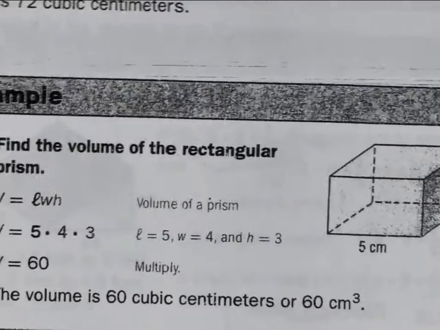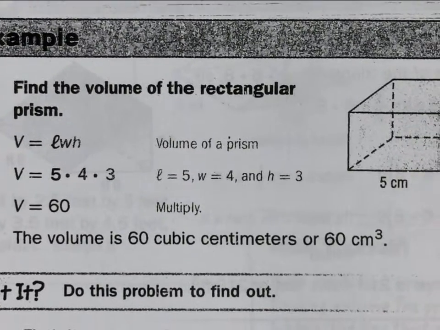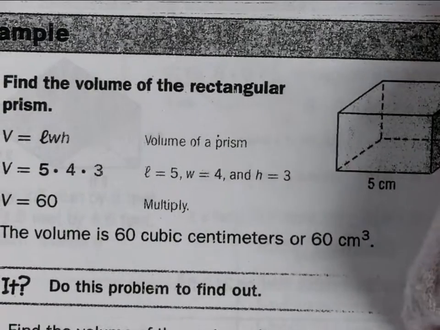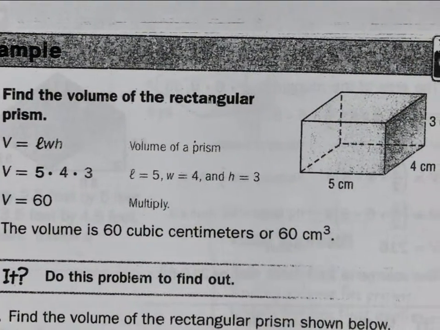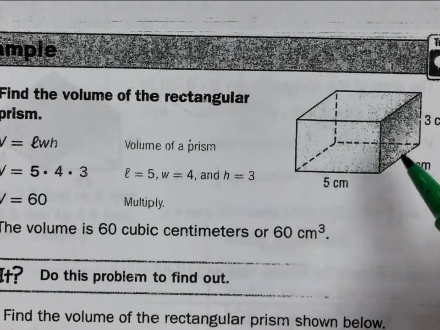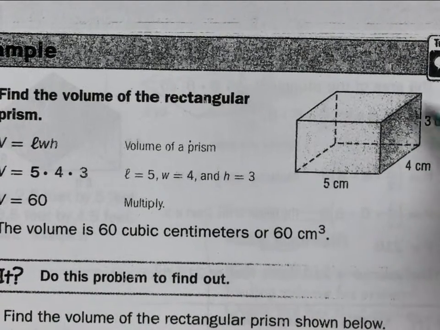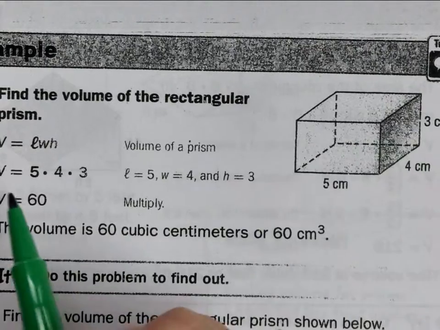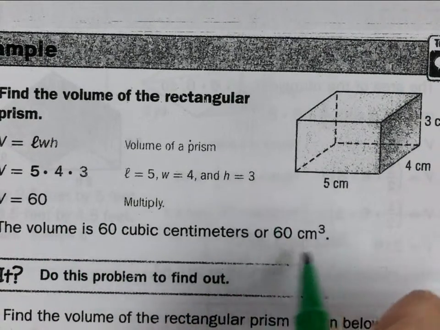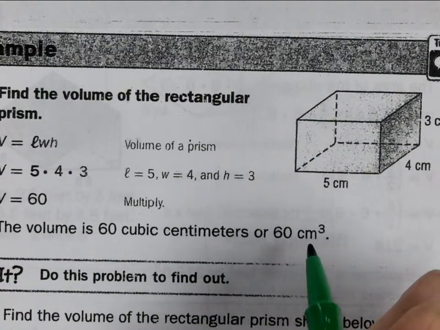All right, so example 1. Find the volume of the rectangular prism. So they are using the formula length times width times height. The length of that prism is 5. My width is 4, and then my height is 3. So I'm just multiplying all three of those numbers together, and I get 60. So the volume is 60 cubic centimeters.